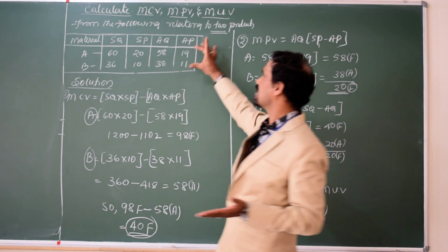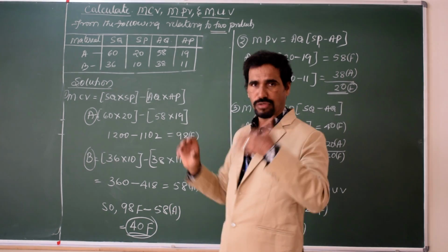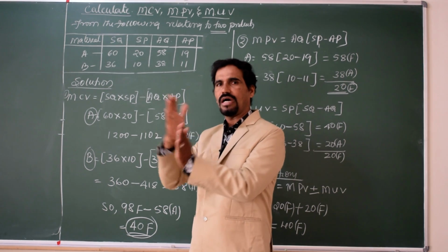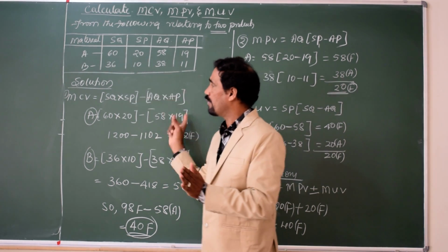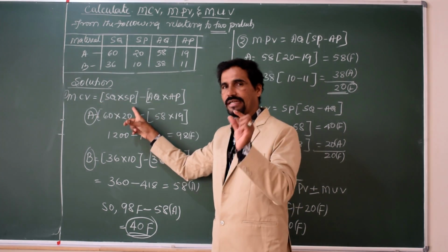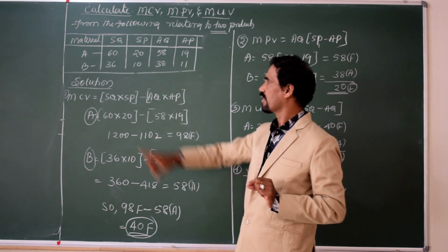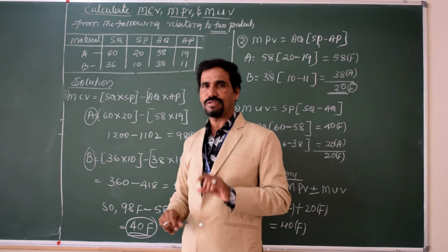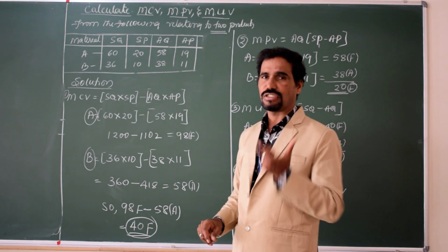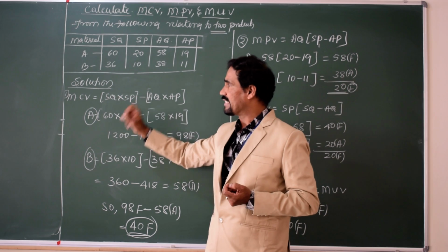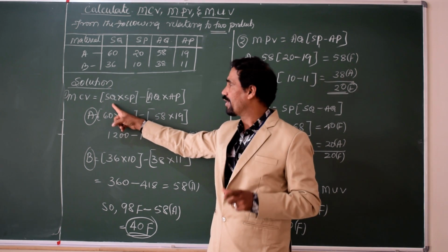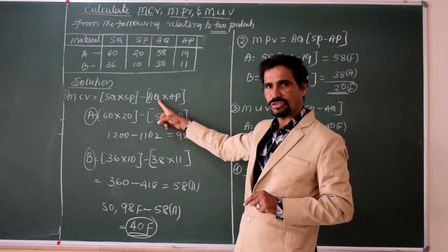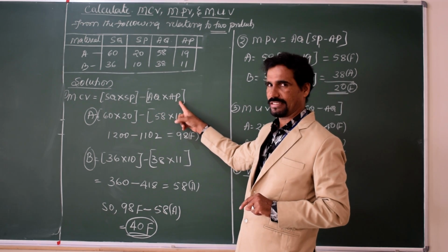Just very simple sums. You know the formulas, and it is very easy to apply them. As per the formula you can apply it and get the answers easily. See the formula, the first one is material cost variance. MCV stands for material cost variance. So material cost variance equals standard quantity into standard price minus actual quantity into actual price.